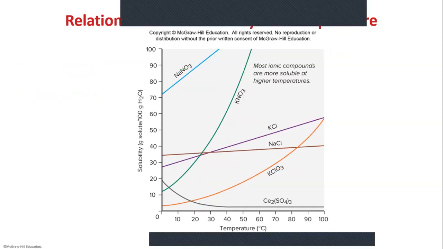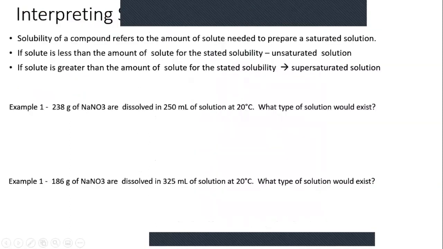So solubility again refers to the amount of solute needed to prepare a saturated solution. If the solute is less than the amount of solute stated for the solubility, it's an unsaturated solution. If it's greater, it's a supersaturated solution. And so here we have 238 grams of sodium nitrate dissolved in 250 milliliters of solution at 20 degrees Celsius. What type of solution would exist?